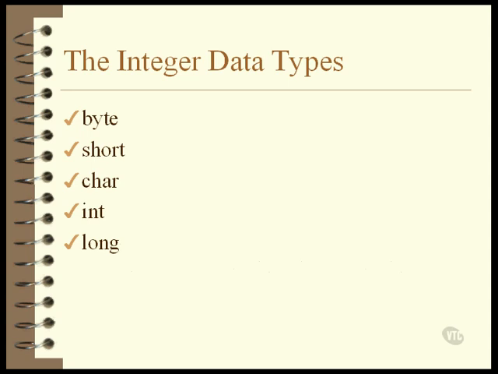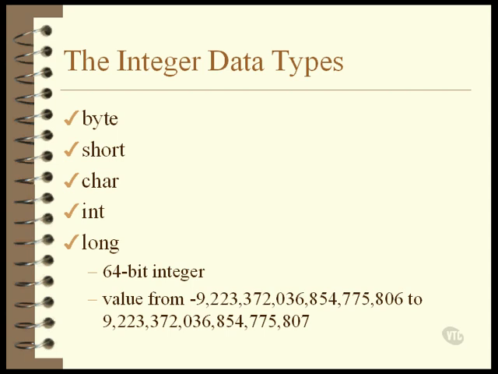The largest of the integer values is the long data type. By the way, the sizes of these fundamental data types don't vary from one machine to the next the way they do in C and C++. In Java, all the data type sizes are fixed. The long data type is a signed integer that takes up 64 bits. This means that the long data type can hold a maximum positive value of 9,223,372,336,854,775,807.